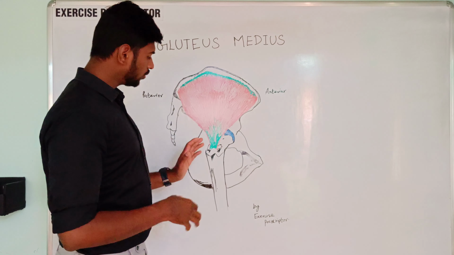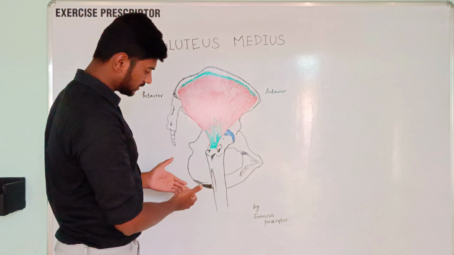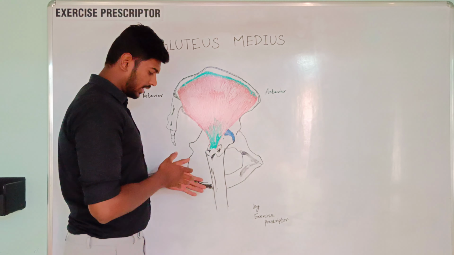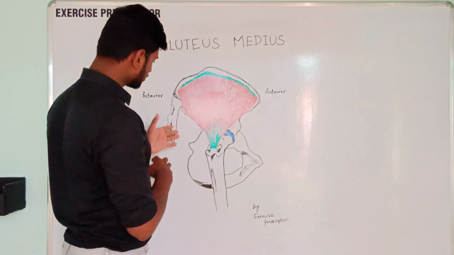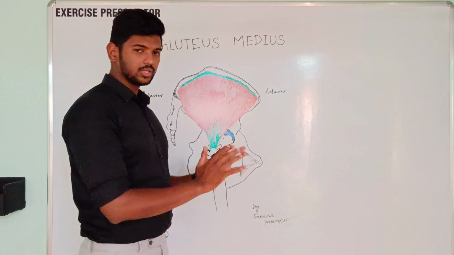Eccentric or antagonistic function: it restrains or slows the movement of the exact opposite movement of the action. Middle fibers do adduction of the hip and anterior fibers will do extension, external rotation and adduction of the hip. Posterior fibers will do flexion, internal rotation and adduction of the hip.